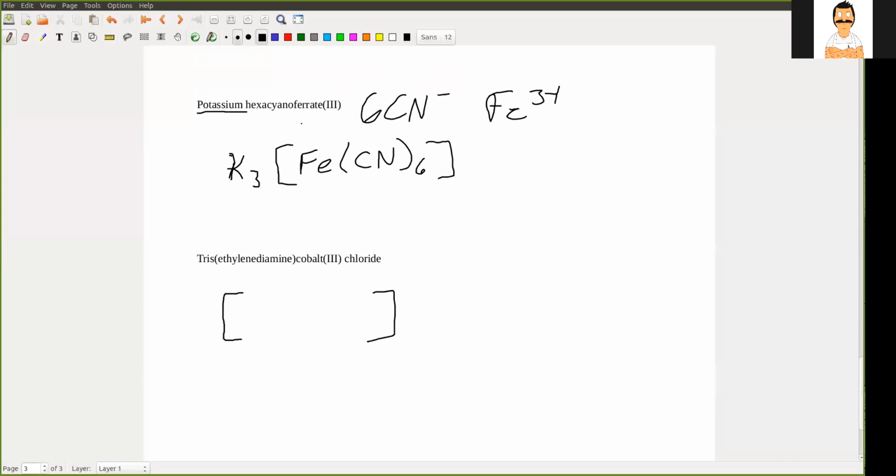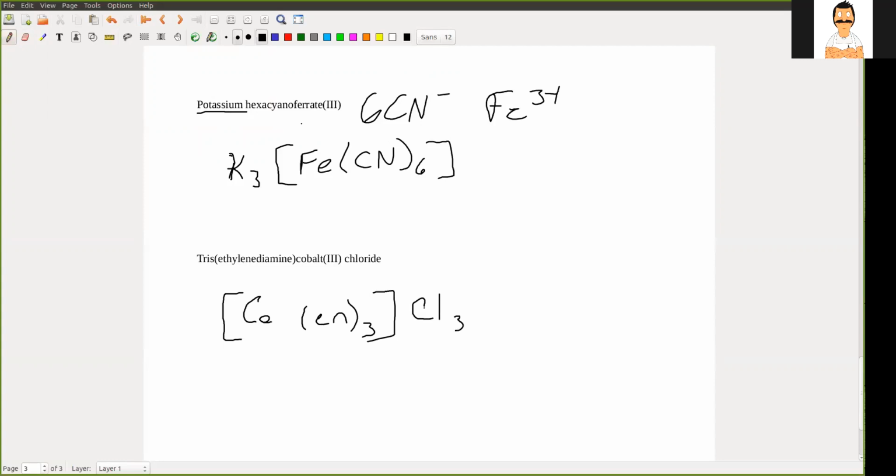So obviously there's a plus charge somewhere on here. I guess I gave it away. So we know we have 3 ethylenediamines, and they're denoted by en. So there's 3 of them, and ethylenediamine doesn't have a charge. So you have cobalt 3+ inside, but we're not going to write that 3+. We just imply it by putting our chlorides on the outside. So there should be 3 chlorides.